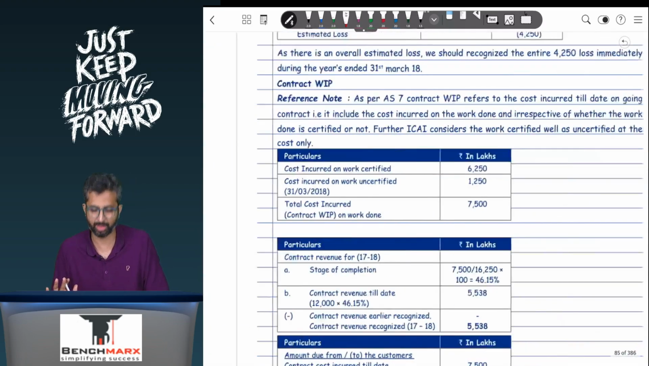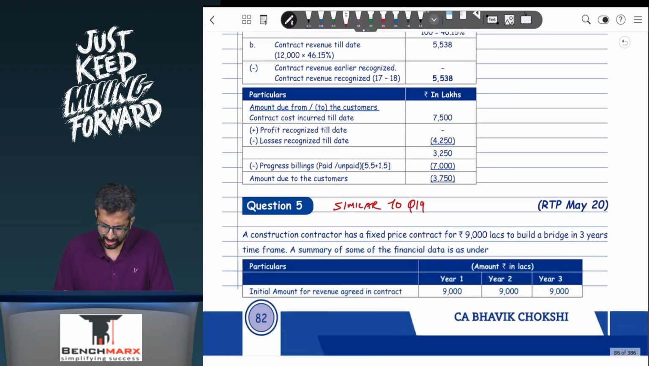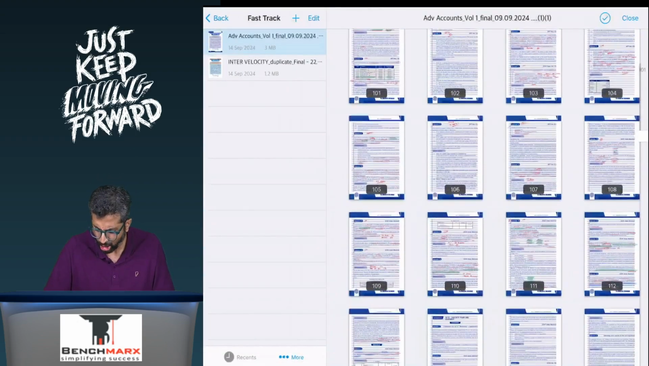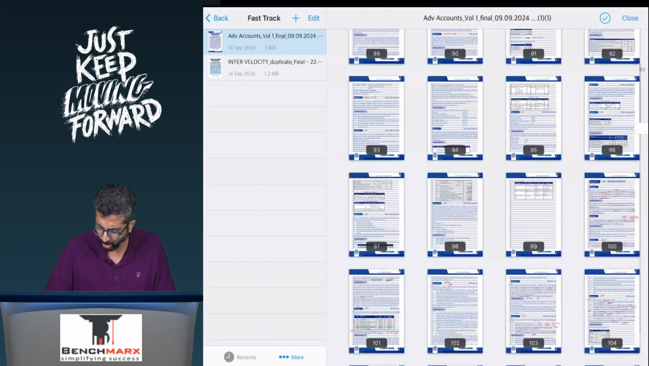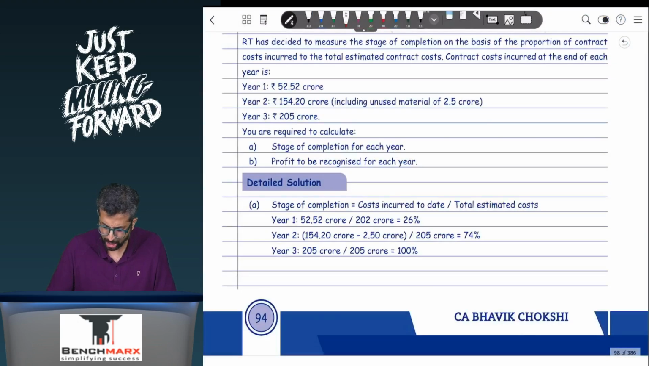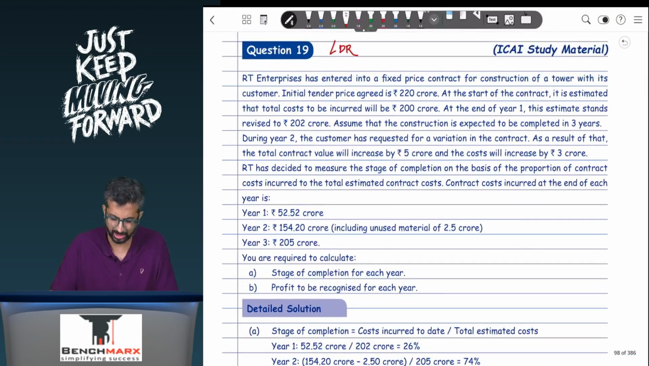This is in question number 4. Okay, then you have question number 5, which is similar to question 19. So what we will do is jump up to question number 19, do that, and then come back to question number 5 once. So let us review question number 19. It has a few more interesting adjustments.